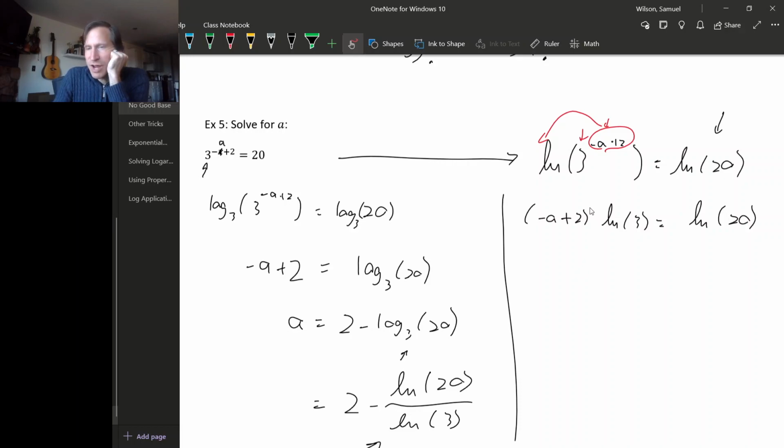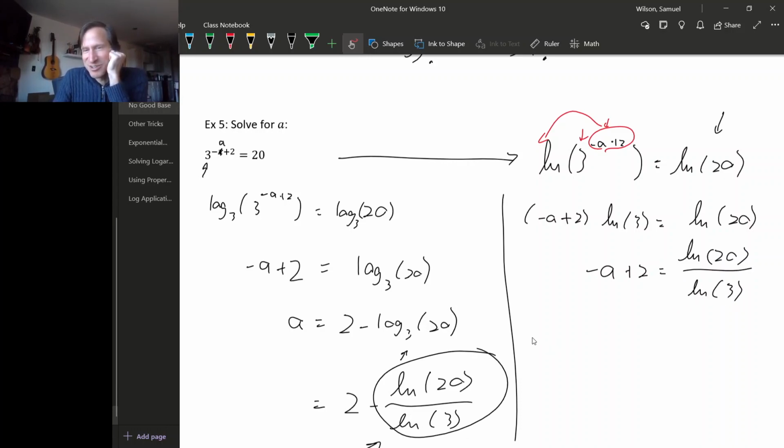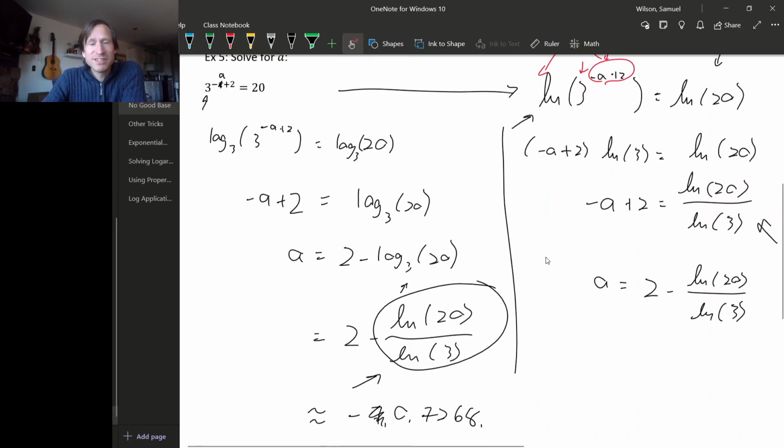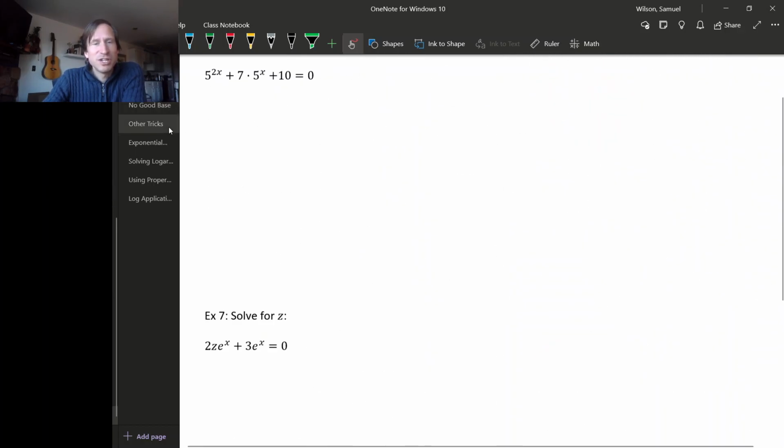And now we can finish solving for a. The first thing we're going to do is divide both sides by natural log of 3. So we get minus a plus 2 equals natural log of 20 over natural log of 3. And if you look, here's that natural log 20 over natural log 3. So we're getting the same thing. When we finish solving, we get a equals 2 minus natural log 20 over natural log 3. So we get the same thing. It's just the exact steps along the way are a little different if you choose natural log from the very beginning.